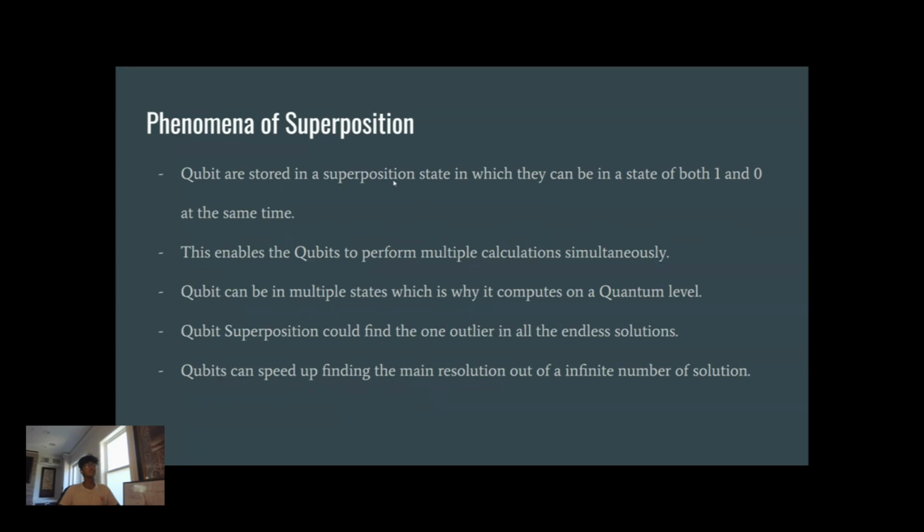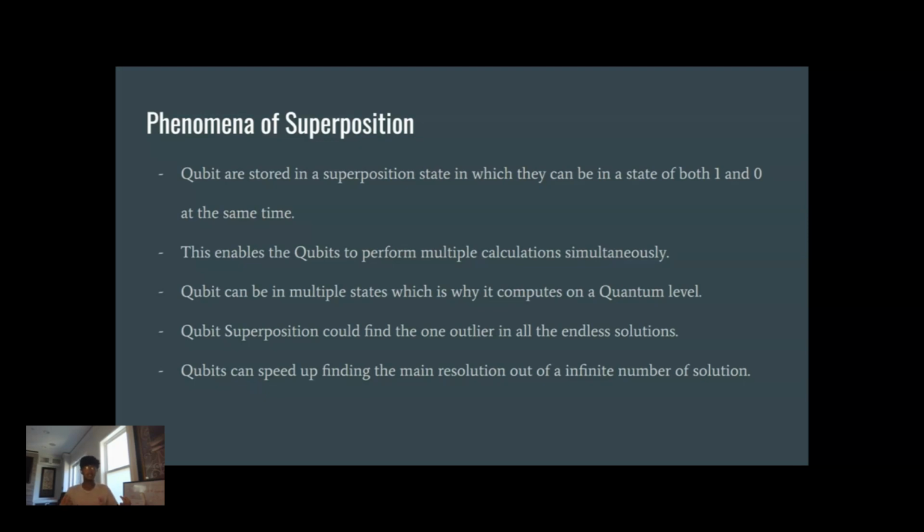So, the phenomenon of superposition. Qubits are stored in superposition states in which they can be in a state of 1 and 0 at the same time. As a result, this enables a qubit to perform multiple calculations simultaneously on a quantum level. This is how qubit superposition could find the one outlier in all the endless solutions.